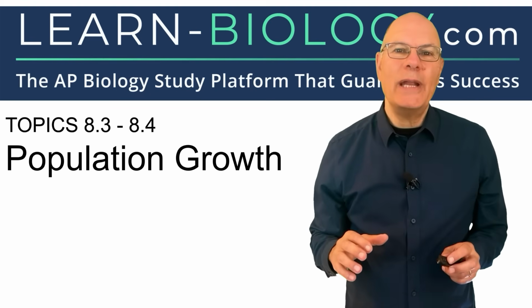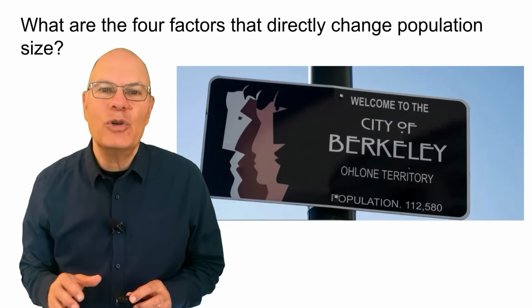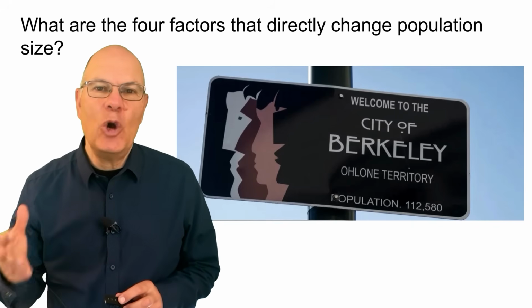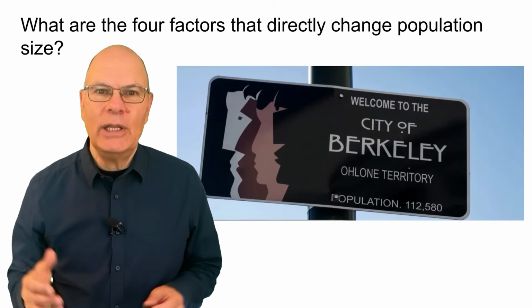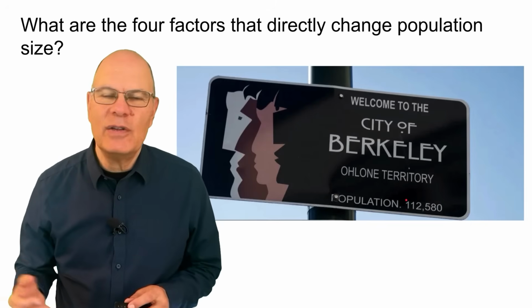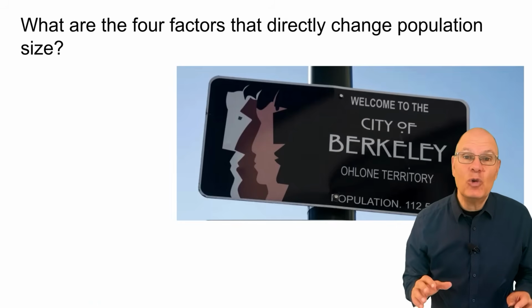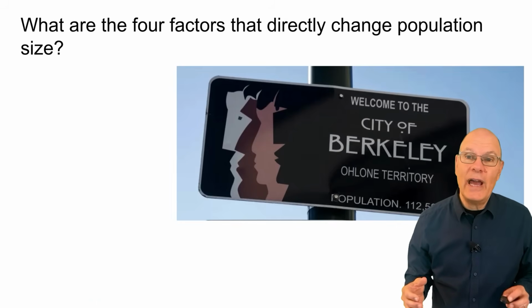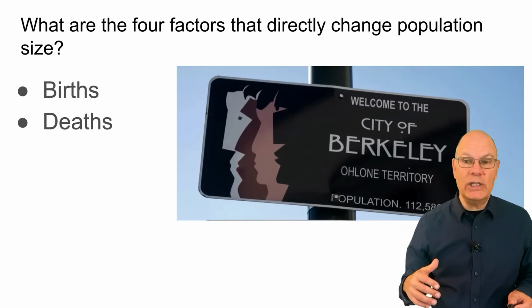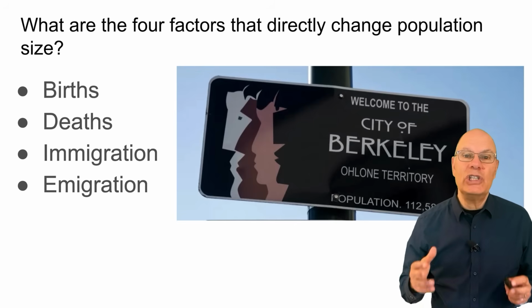Topics 8.3 to 8.4, population growth. What are the 4 factors that directly change population size? If you had driven into my home city, Berkeley, California, a couple of years ago, you would have seen this sign listing the population at 112,580. It's now a little bit bigger. What could cause that to increase or decrease? There's only 4 factors. Those are births, which increase the population, deaths, which decrease it, immigration, which increases population size, and emigration, which decreases it.